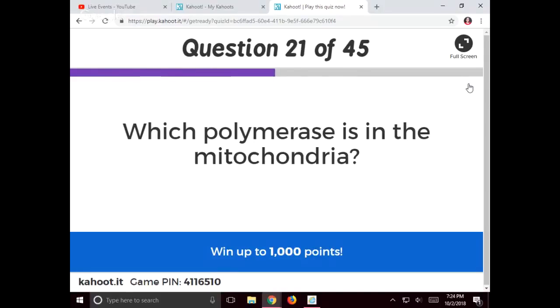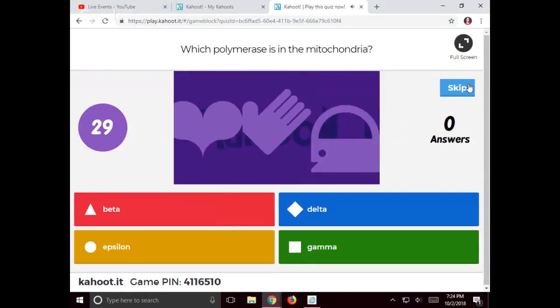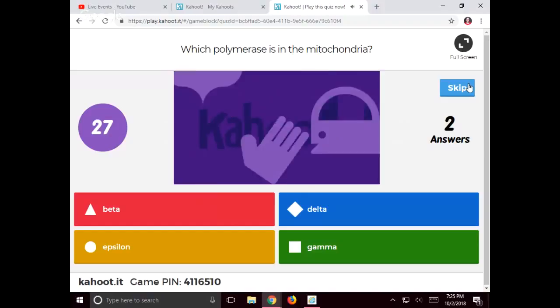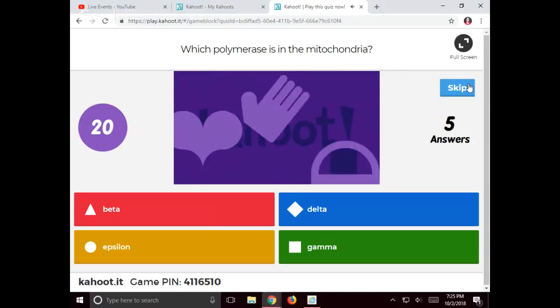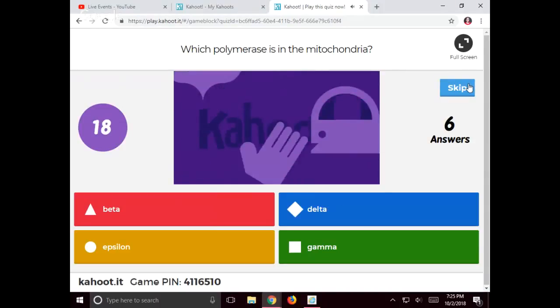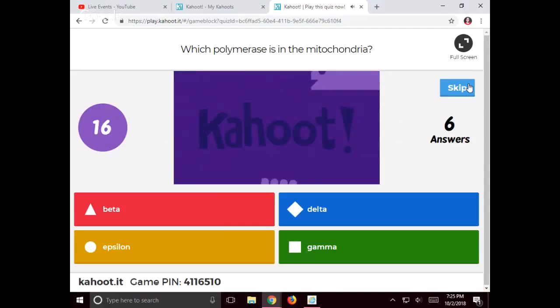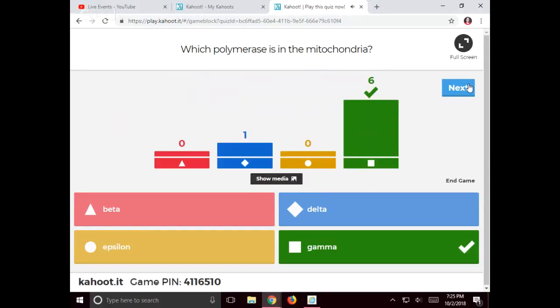Which polymerase is in the mitochondria? Is it beta, delta, epsilon, or gamma? We have 5 eukaryotic different ones. I don't have alpha in there, so you obviously know that one's not it. So it's the gamma. Everybody pretty much got that. There's only one that's in the mitochondria. Where are the rest of them? Nucleus. Okay.